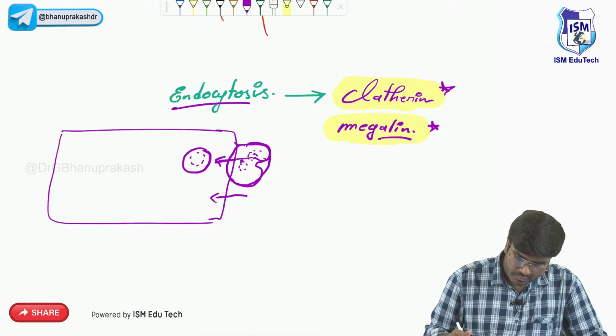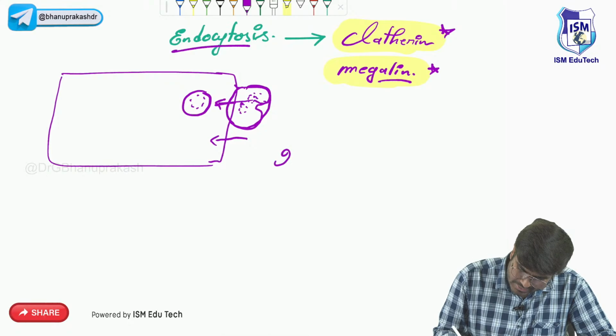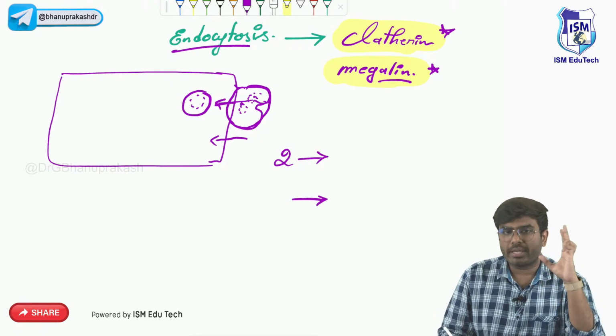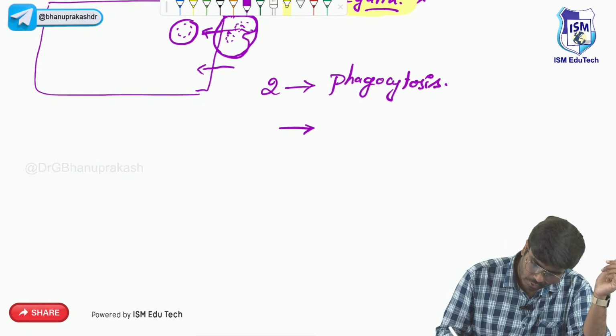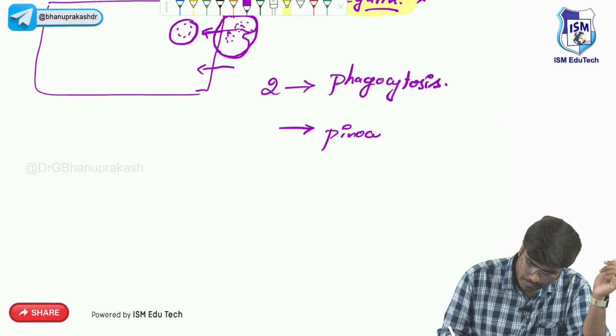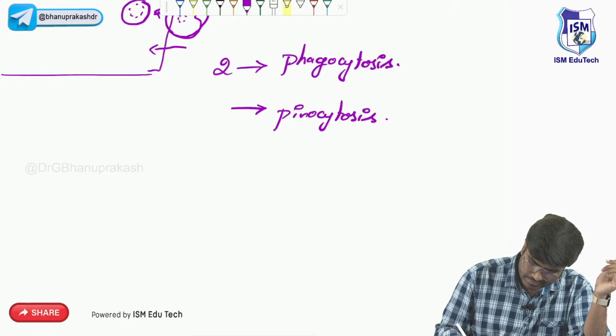But the important MCQ point is that endocytosis is again of two types. Very simple, you just have to know the names. Endocytosis is of two types: phagocytosis and pinocytosis. Pinocytosis is also called cell drinking.